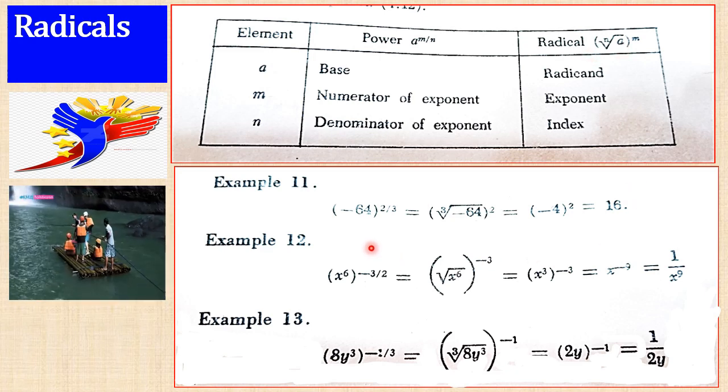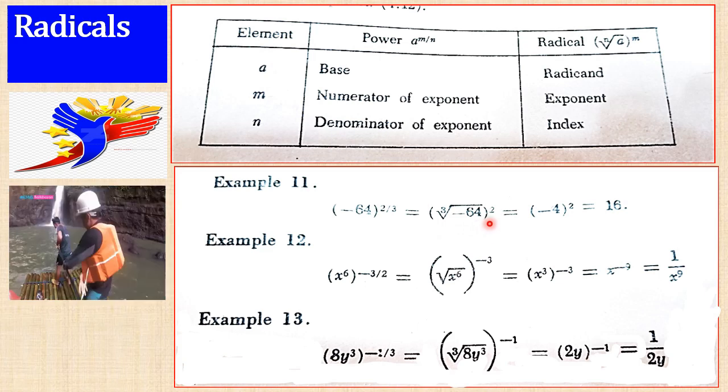Halimbawa, negative 64 raised to 2/3. Ang denominator ang magiging index or yung nth root ng radicand. At ang numerator ang magiging exponent. Therefore, we can write this exponent as the cube root of negative 64 squared. Therefore, we extract the roots first. So that is negative 4. And then, we square. We will be having positive 16.